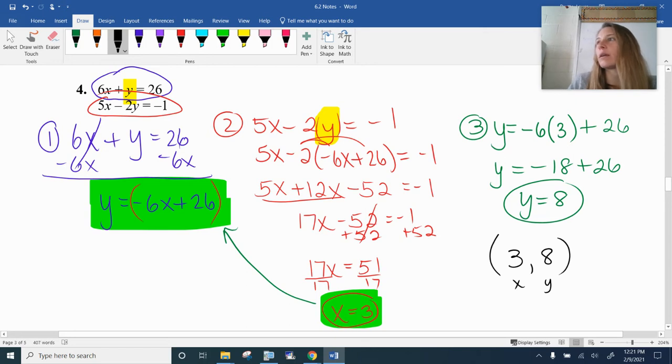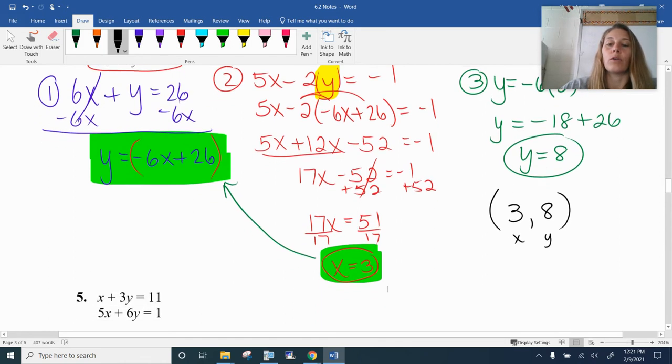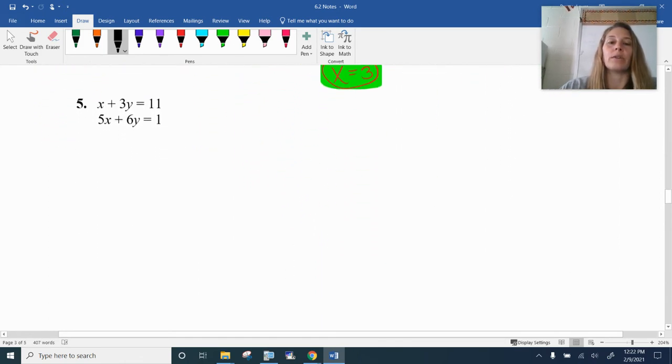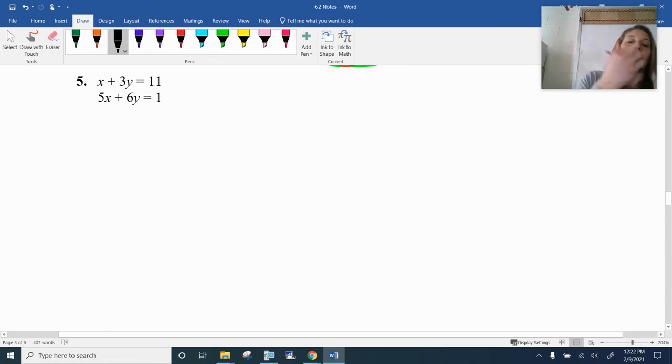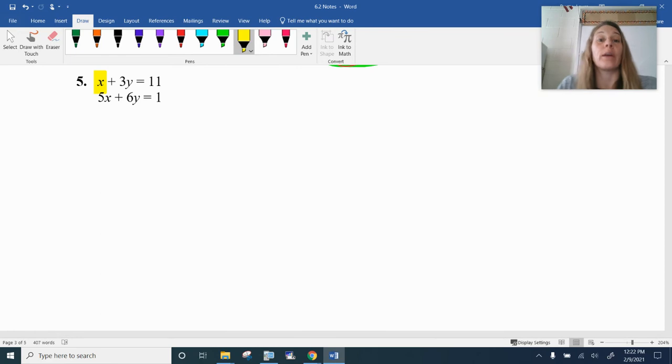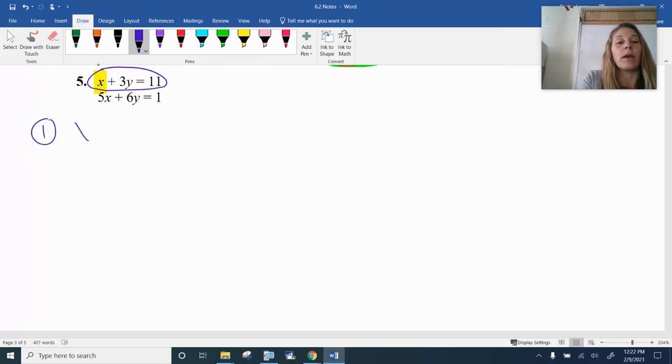Okay. Let's see, I think we have a couple more. So hopefully by now you're getting the hang of how to do these. Okay, so number 5, again, we have one nice little variable there with just the 1 for its coefficient. So we want to start with that one. X plus 3y equals 11.